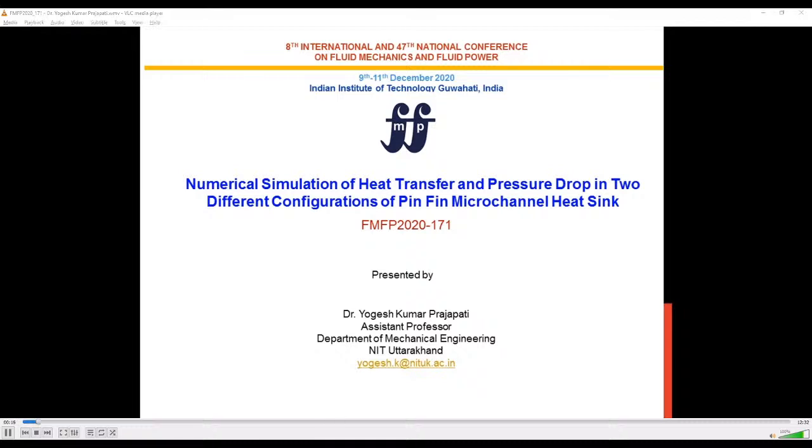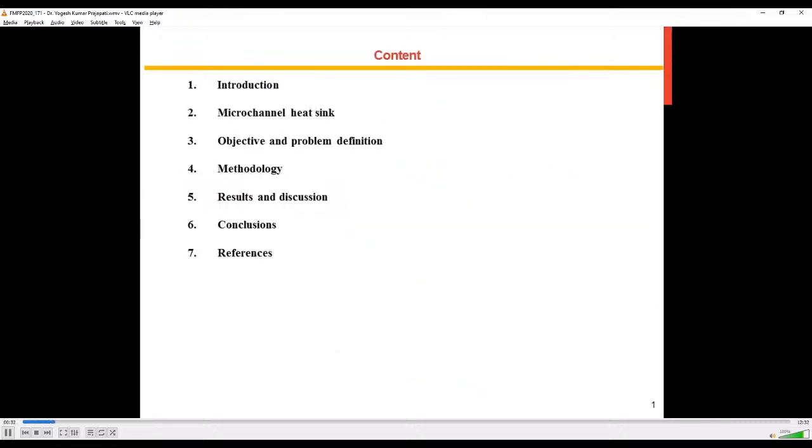My topic of presentation is numerical simulation of heat transfer and pressure drop in two different configurations of pin-fin microchannel heat sinks. This work has been carried out by me along with my colleague Dr. Dungali Srihari. Now contents are as follows. Introduction, where I will give some brief idea about microchannel heatsink, objective and problem definition, methodology, results and discussion, conclusions and reference.